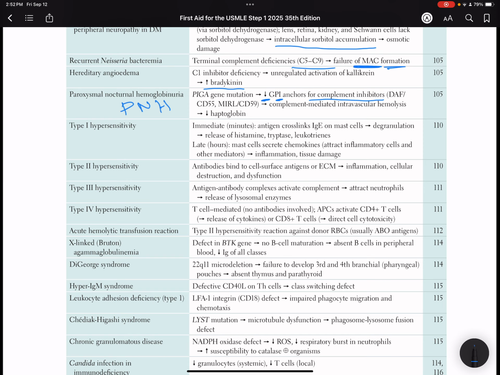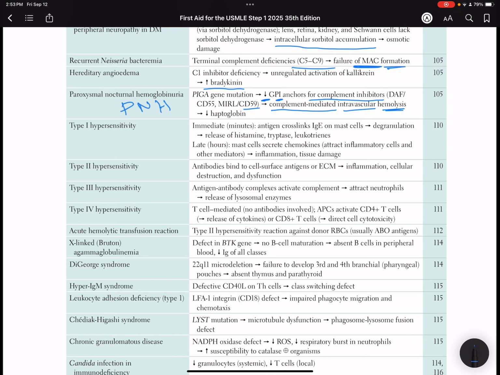Decreased GPI anchors for complement inhibitors. It is also known as DAF/CD55 and MIRL/CD59 gene, complement mediated intravascular hemolysis. So, paroxysmal nocturnal hemoglobinuria's main reason is complement mediated intravascular hemolysis.